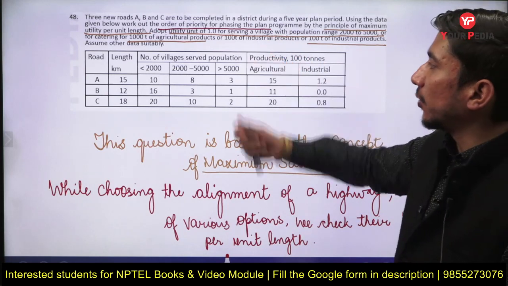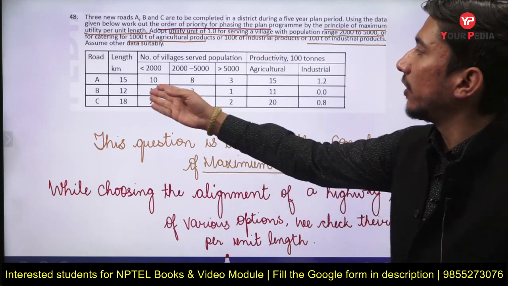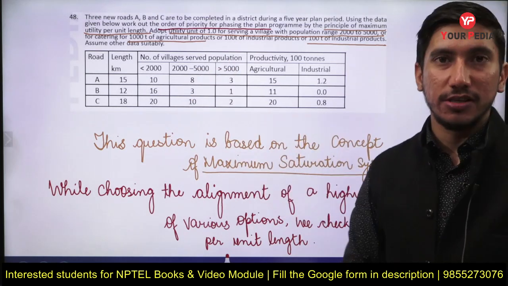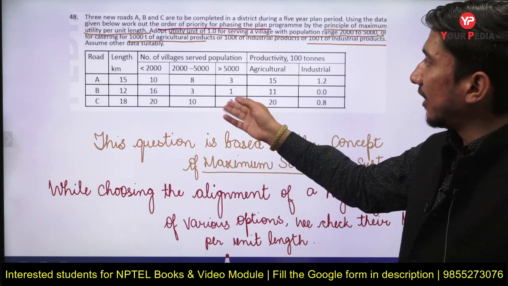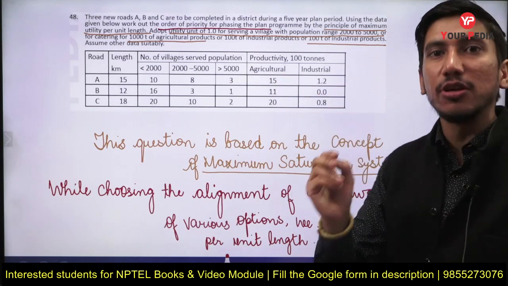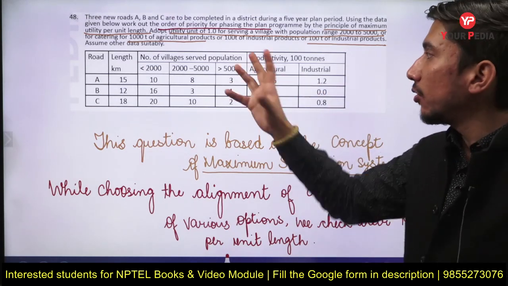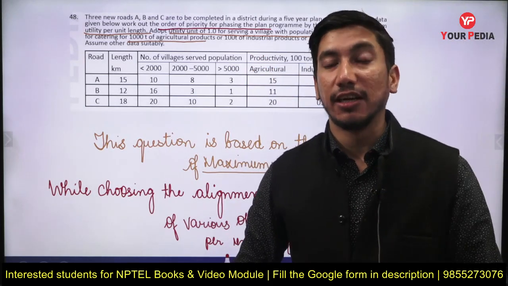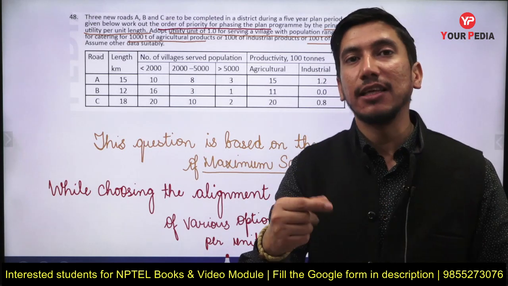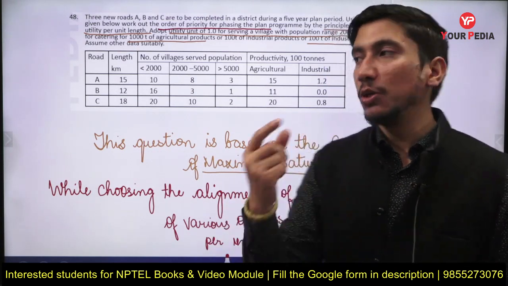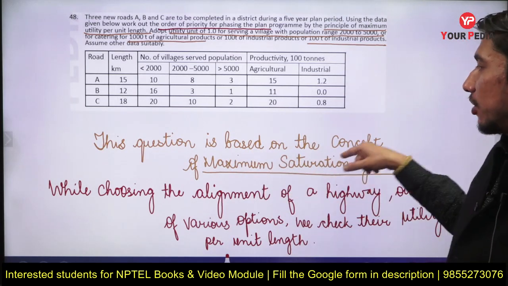So this is a particular question in which we have been given 3 roads, their route length is also given and the number of villages that they serve, that data is also given, and the productivity in terms of agricultural and industrial produce, that is also mentioned. So when do we collect such kind of data? We collect such kind of data when we have to find the best alignment out of 3 or 4 options. That time we use the method of maximum saturation system.